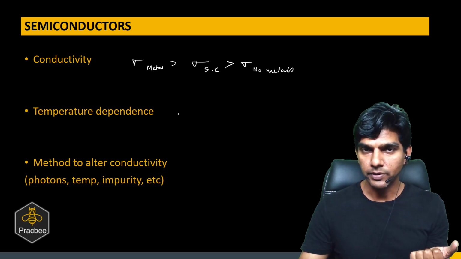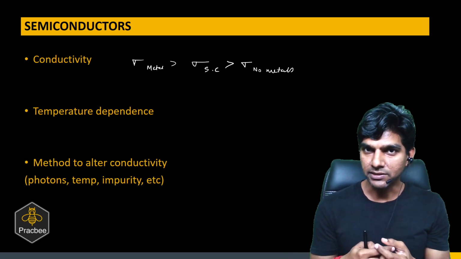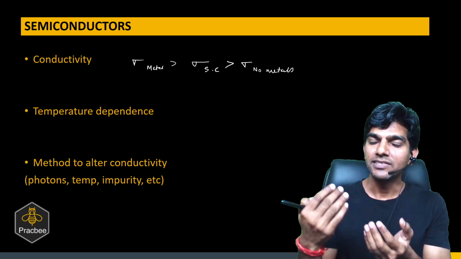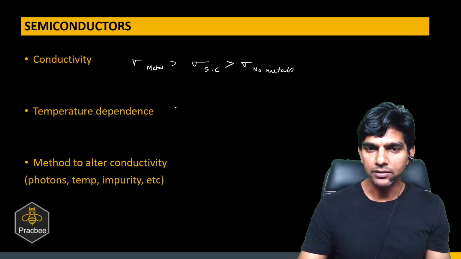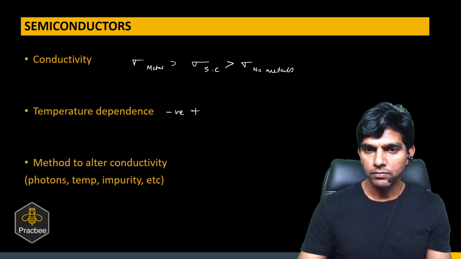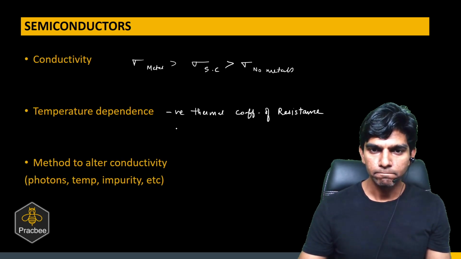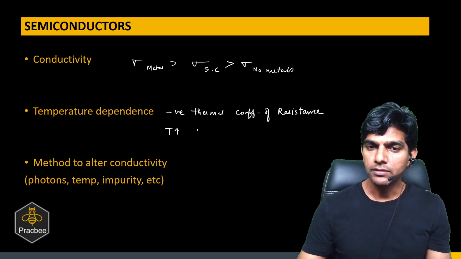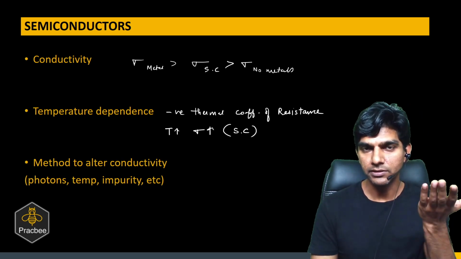As we know, in metals, if you increase the temperature, the resistance increases and conductivity decreases, but that is not the case in semiconductors. If you increase the temperature, the resistance decreases and the conductivity increases, right? So we can say in case of a semiconductor, the thermal coefficient of resistance is negative. So as temperature increases, the conductivity increases in case of semiconductors. That is the property.